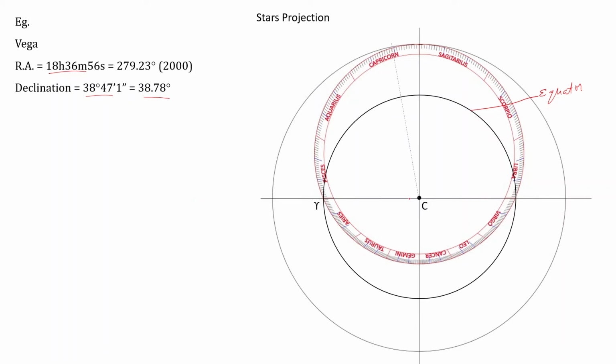Draw a line segment from the center C at an angle of 279.23 degrees from the first point of Aries, or say vernal equinox. Now, draw a line segment at an angle of 38.78 degrees with the equatorial line. Using the method of projecting climate circles, find out the radius on the equatorial line and draw a circle from the center. The circle of declination will intersect with the line segment of right ascension. This point of intersection is the projection of Vega on the rete.